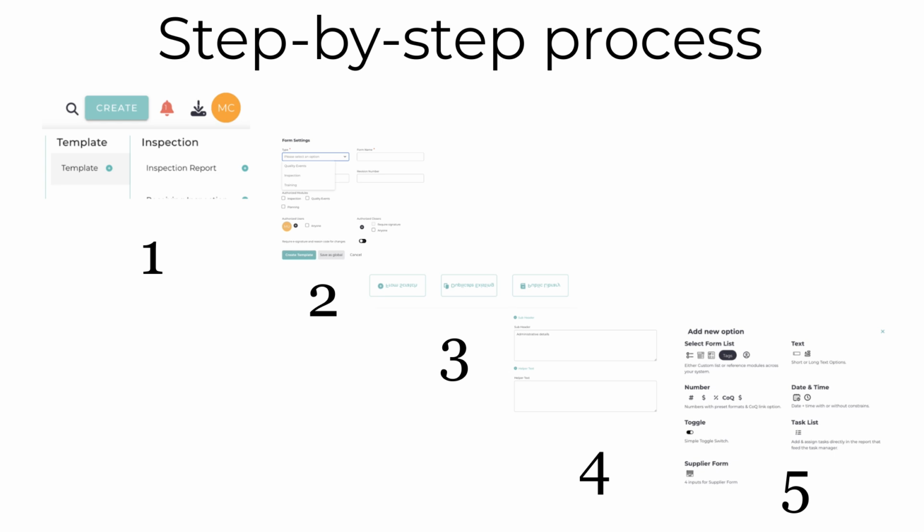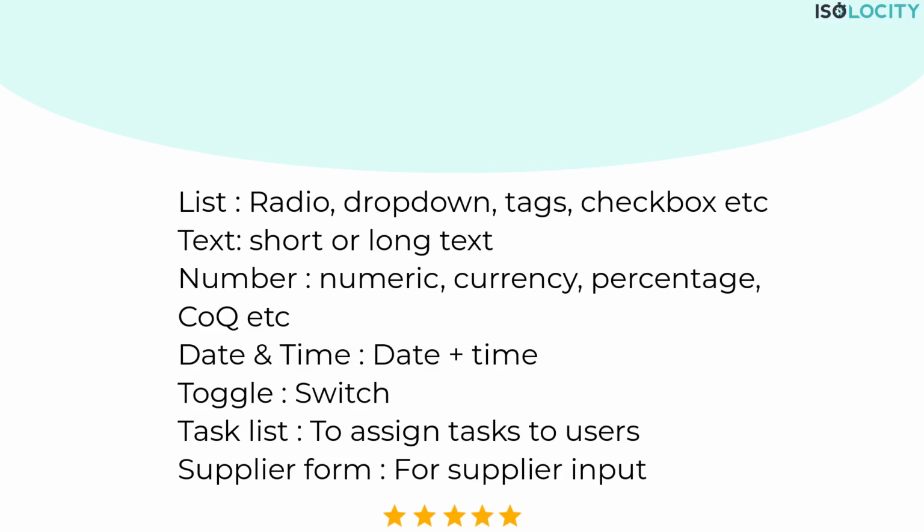4. You will have to start with a section, let's name it Administrative Details. After doing that, click on the plus sign. 5. As you proceed, you will get several options. Based on your preferences, you can create your custom template. List: radio, drop-down, tags, checkbox, etc. Text: short or long text.